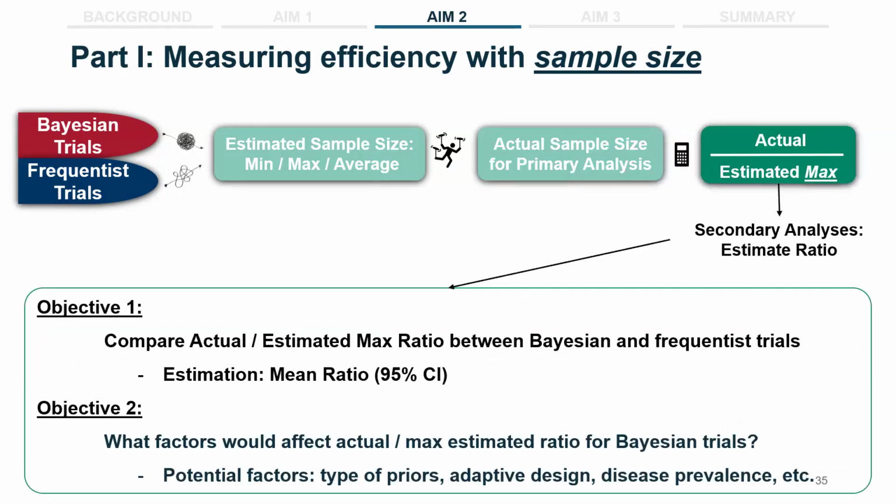For the secondary analysis, we're going to look at the ratio of actual sample size and estimated max sample size. Instead of doing hypothesis testing, here we're going to estimate the ratio and its 95% confidence interval for each group. For Bayesian trials specifically, we want to see what's the proportion of the trials that actually reached or exceeded the estimated maximum sample size and explore the potential factors that are associated with it.